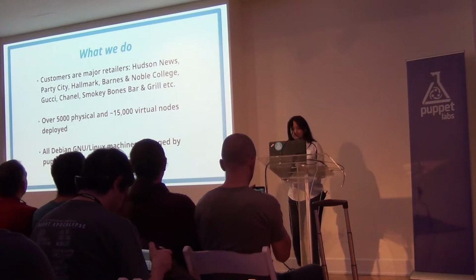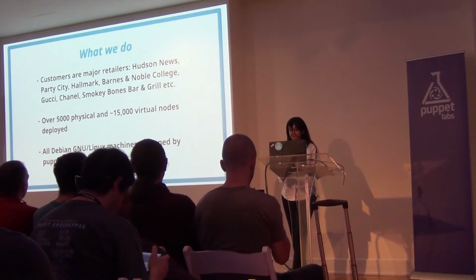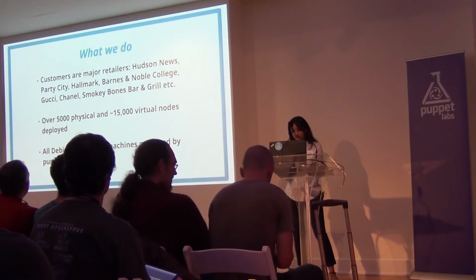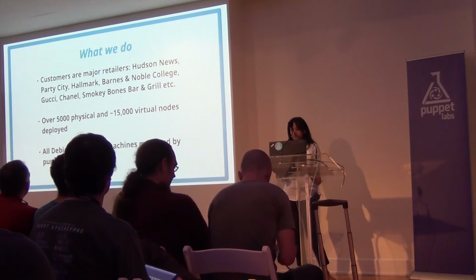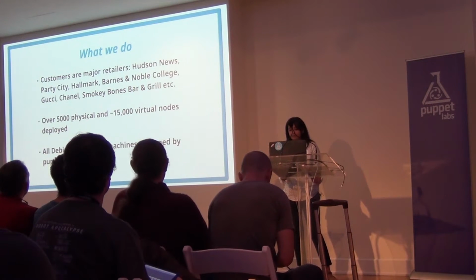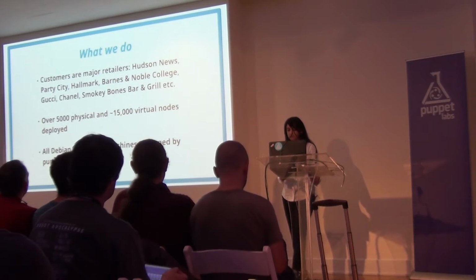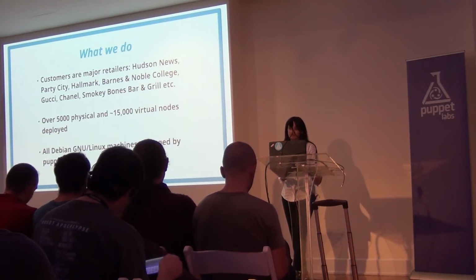Some of our customers are retailers like Hudson News, Party City, Walmart, Barnes & Noble College, Gucci, Chanel, and restaurant chains like Arby's, Smoky Bones Bar and Grill. We manage over 5,000 physical nodes and over 15,000 virtual nodes, all running Debian, completely managed via Puppet.